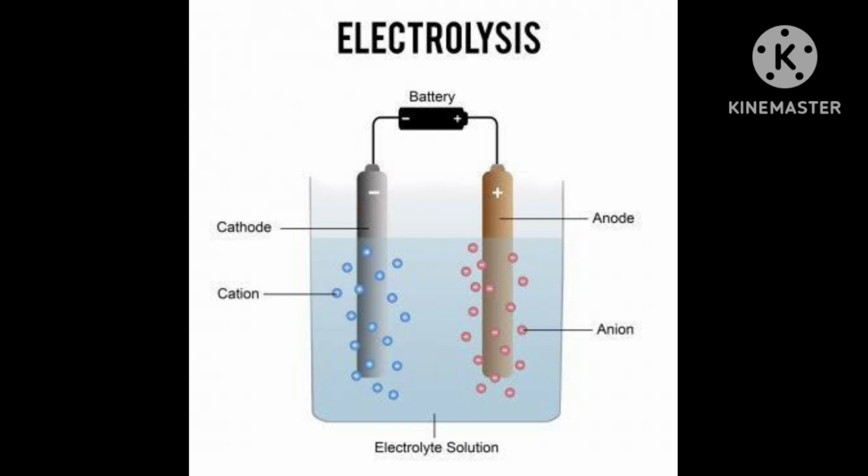Electrolytic cell. Galvanic cell I have already discussed. You have seen in a galvanic cell, or voltaic cell, or Daniell cell, that you are getting current. These cells produce current. But where does the current come from? Through chemical reaction, with suitable electrodes and electrolyte you are using.